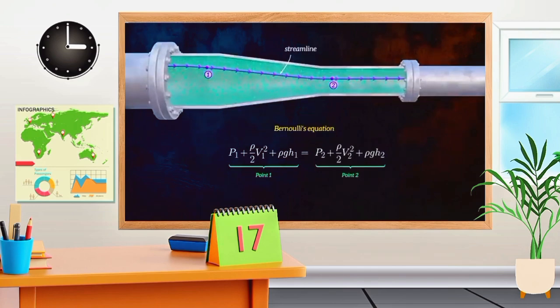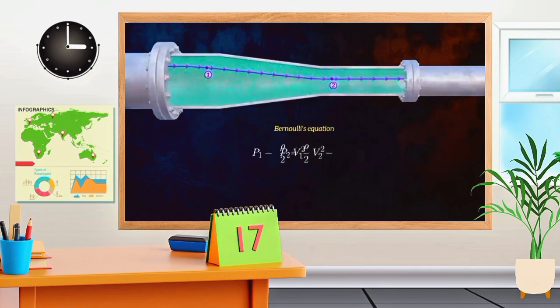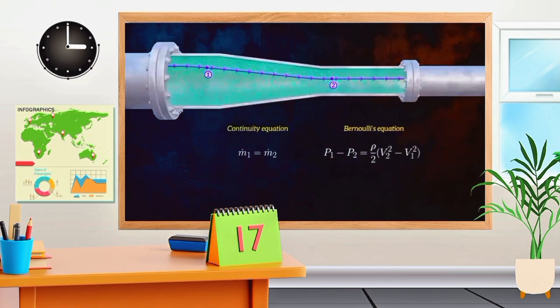There's no significant change in elevation between points 1 and 2, so the potential energy terms cancel each other out. And if we put all of the static pressure terms on one side, we get this equation for the change in pressure. If we assume that the fluid is incompressible, the mass flow rate at points 1 and 2 must be equal. This gives us what's called the continuity equation, which is just a statement of the conservation of mass. Mass flow rate is equal to the product of the fluid density, the pipe cross-sectional area, and the fluid velocity. So we can rearrange the continuity equation to obtain an equation for the velocity at point 2.